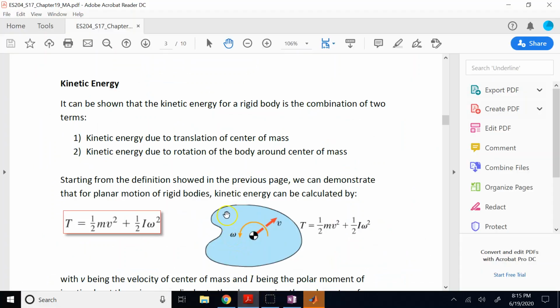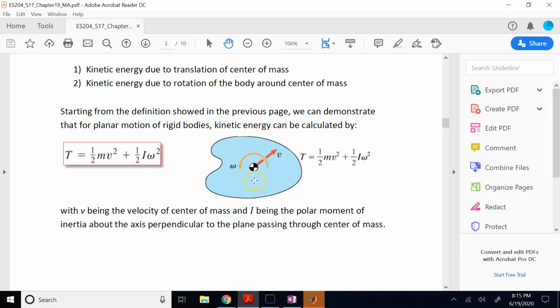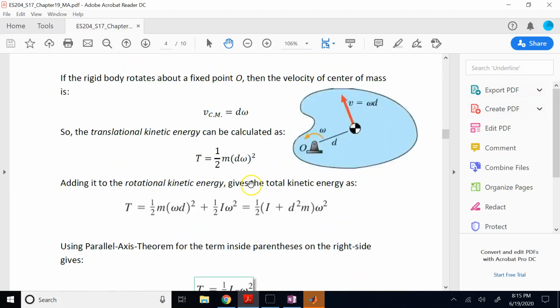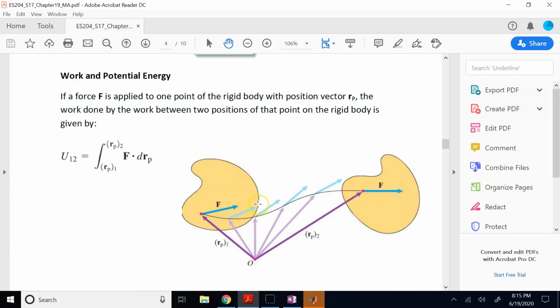Okay, good. So we learned about how to formulate kinetic energy in a rigid body. The other thing we need to talk about is work and potential energy. Work was defined as the integral of force dot displacement. Now, when you have a rigid body, the force can be applied at different locations of the rigid body, right? Because a force is only applied at one point in a rigid body, correct?